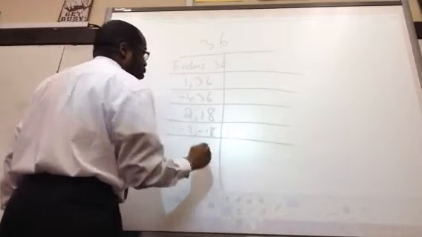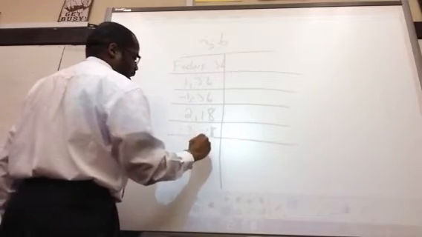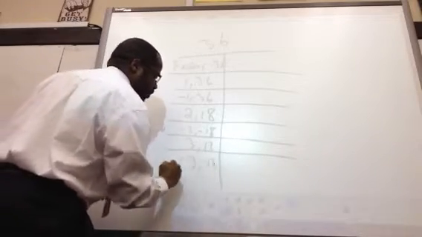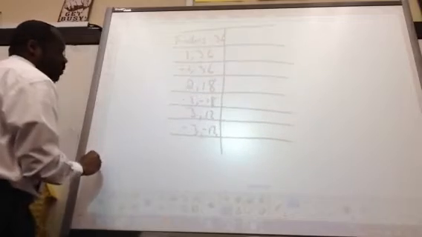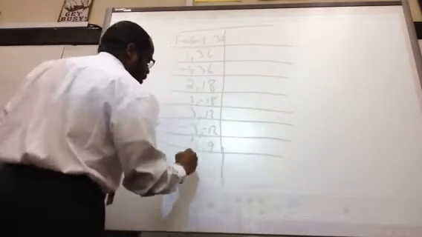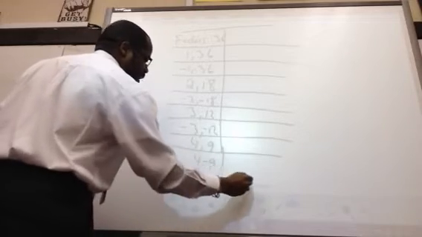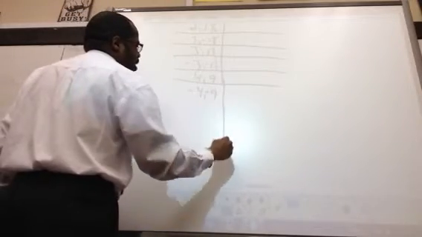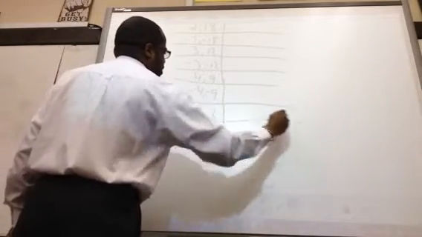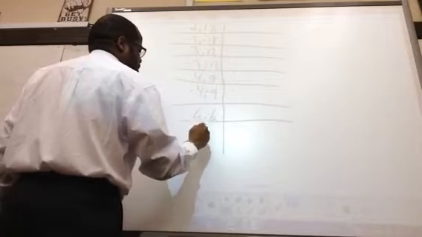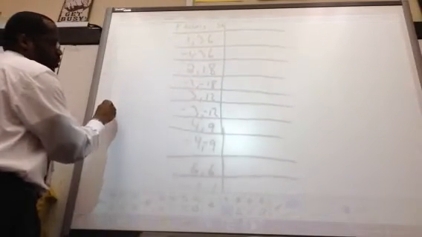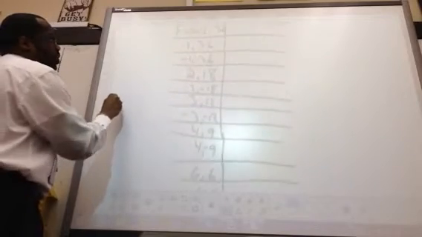Let's see, do we have any more? 3 and 12. Negative 3, negative 12. 4 and 9. Negative 4, negative 9. Let's see, are there any other factors of 36? 6 and 6. Negative 6, negative 6. These are all factors of the 36.